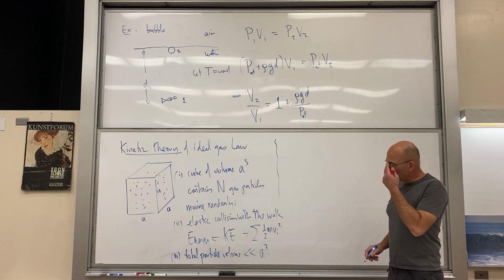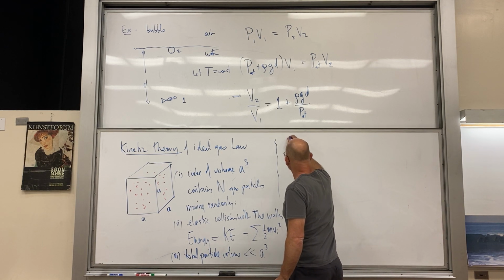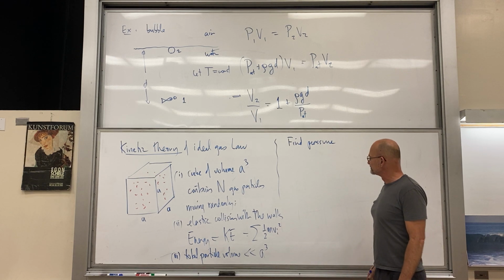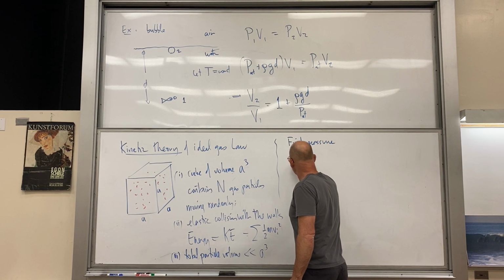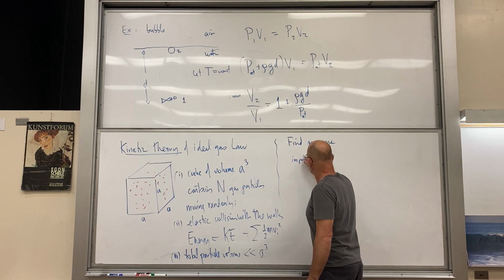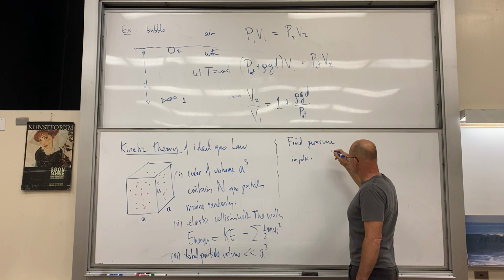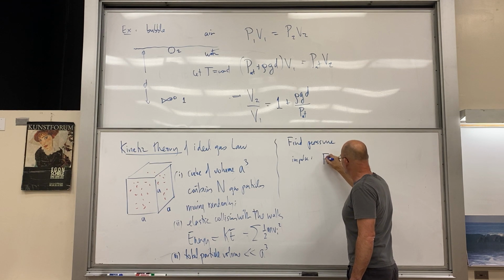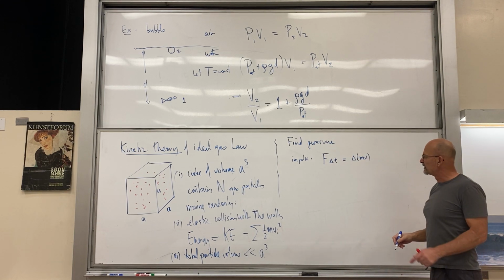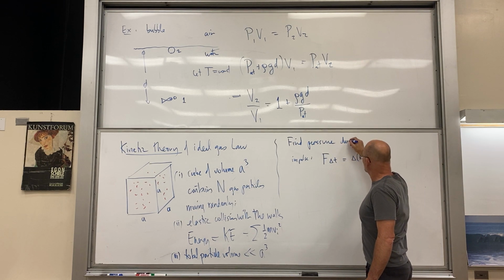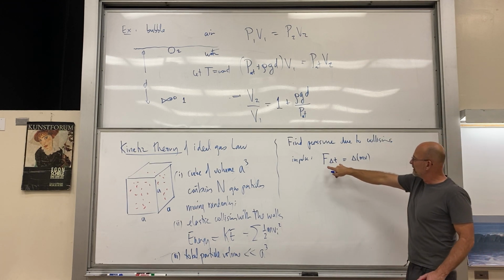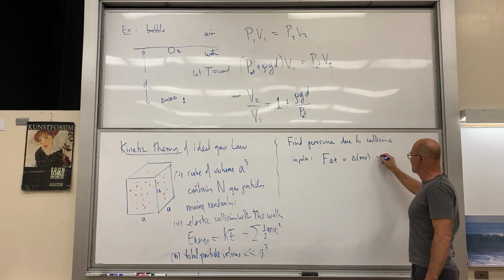So what we're going to do is try to find the pressure in terms of the moving particles. So we start with impulse: F delta t is delta mv. Let's find the pressure due to collisions, plural. For a single particle, F delta t is delta mv, which equals mv final minus mv initial.